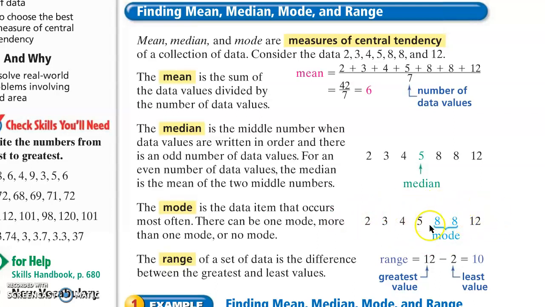And in this case, that would mean that 8 is the mode. All right? So mean, median, and mode.